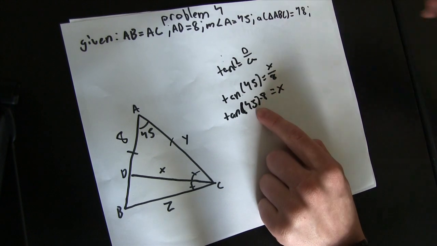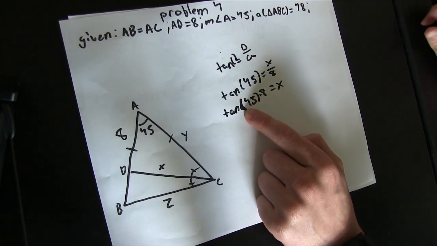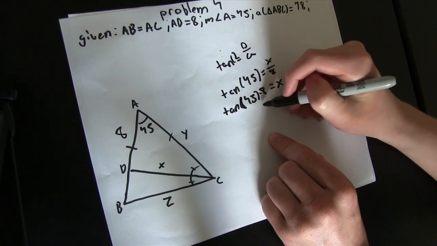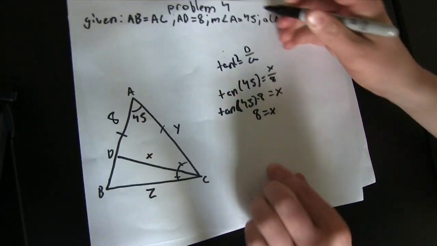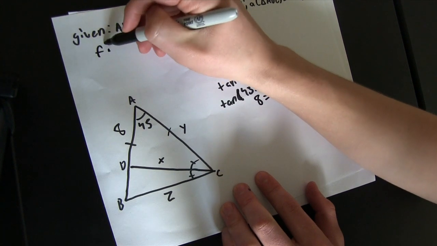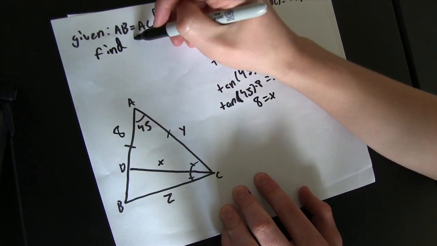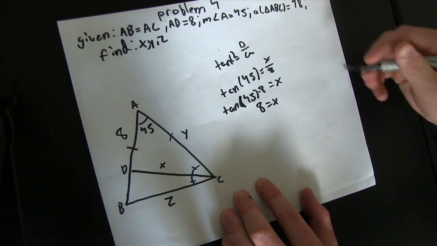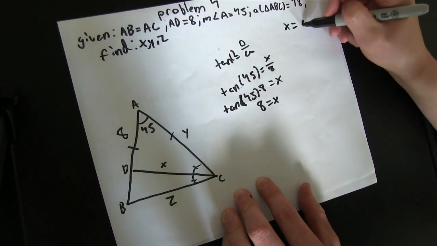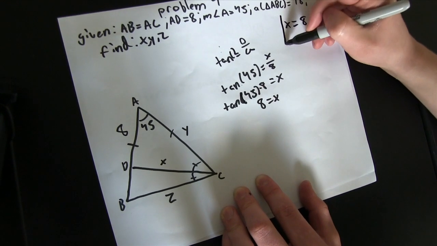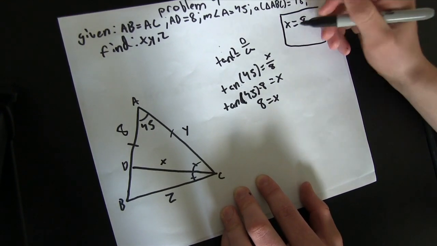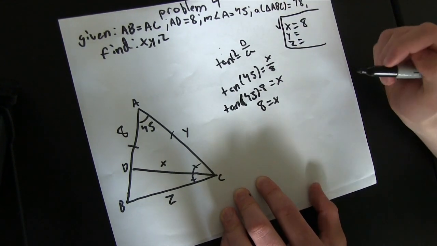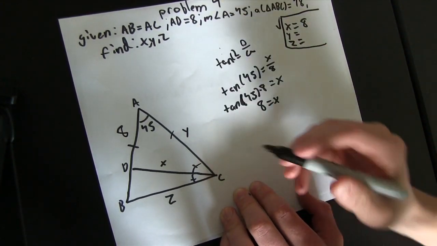So now a very good trigonometric thing to know is that tangent of 45 is 1. So we just have 8 is equal to x. And we were looking to find x, y, and z. So now we've already got 1/3 of our problem done. x is equal to 8. And we have y equals z. Alright, that's good. So now we have that this is also 8.